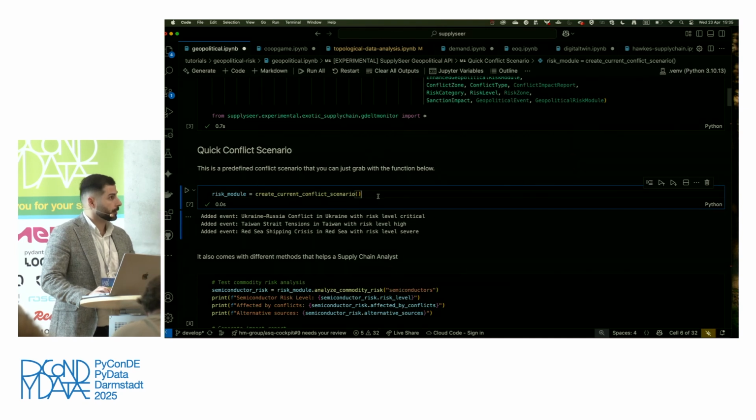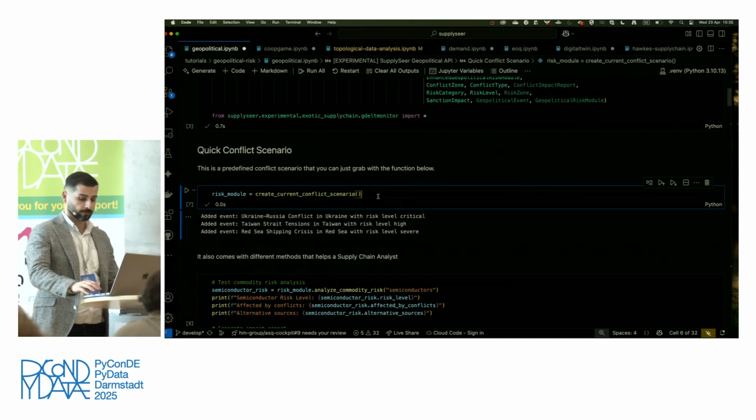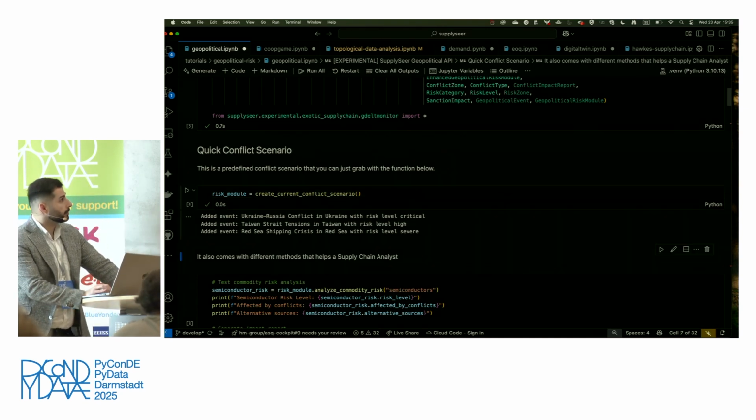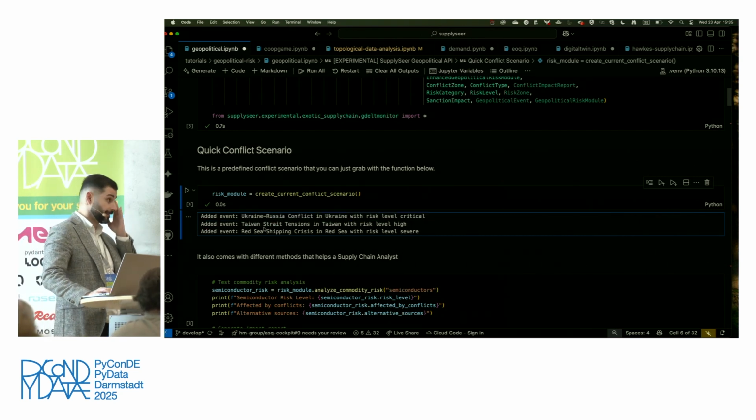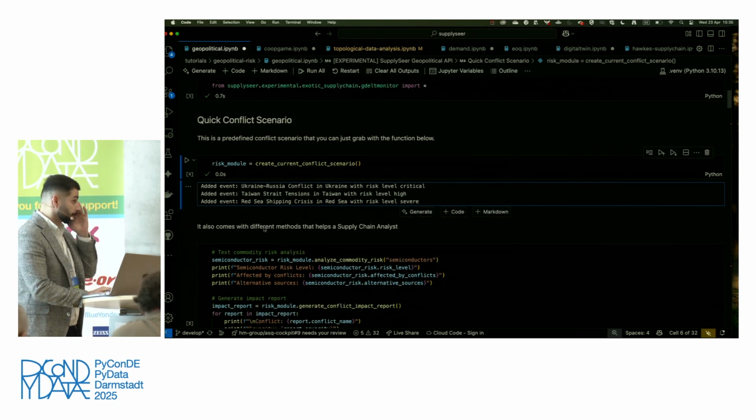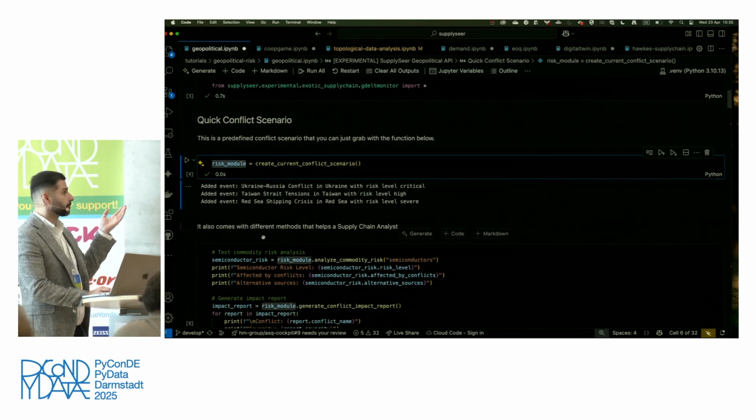There's a risk module. We're going to create a conflict scenario. And it says, added event, Ukraine-Russia, Taiwan Strait, Red Sea shipping crisis, right? When I created this, I think a year ago, or maybe 6-7 months ago, these things were actual, like they were in the news then, at least in Sweden. We've added that to our risk module, right?